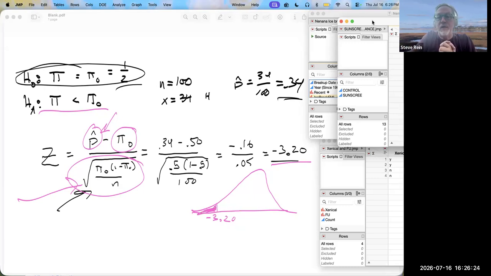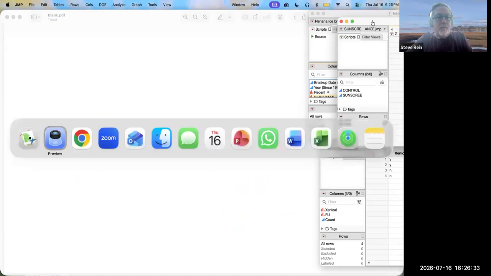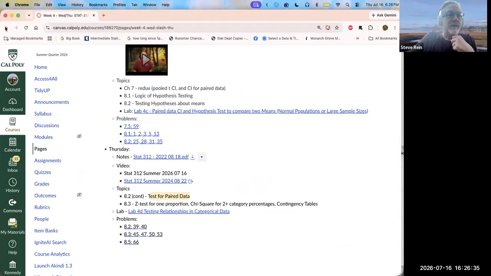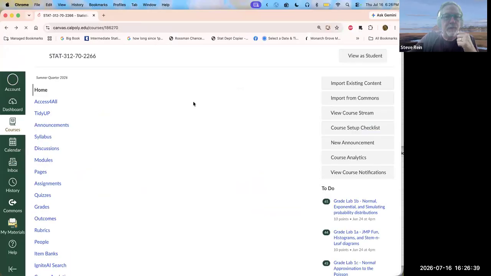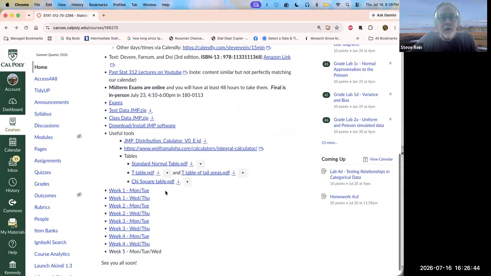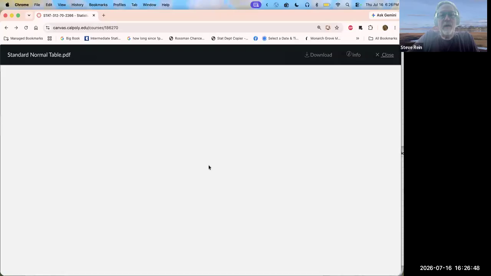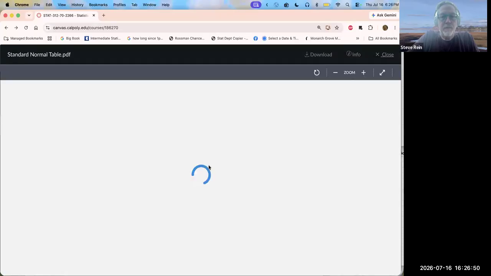So I want to use the z-table to look that up. And so I'm going to remember the z-value is negative 3.2. And let's open up that z-table. Again, I could use the JMP probability distribution calculator, but you shouldn't always rely on the calculator. My standard normal table. I'm going to look up a z of negative 3.2.